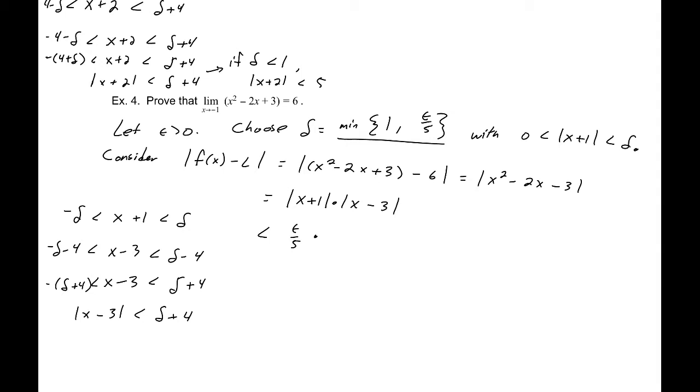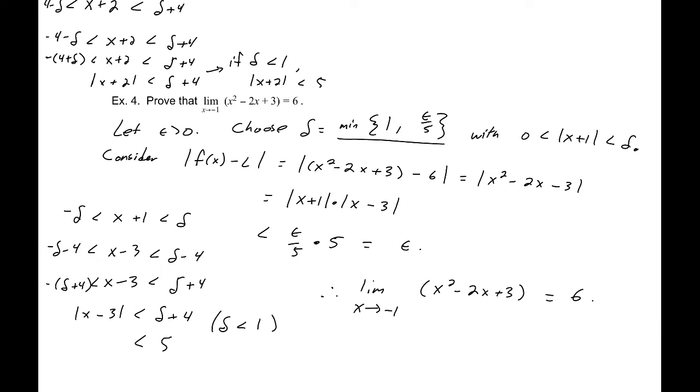We know that x minus 3, or switch that. Yeah, no, that's right. Epsilon over 5, and x minus 3 is less than 5 because delta is less than 1, which is equal to epsilon. Therefore, the limit as x approaches negative 1 of x squared minus 2x plus 3 equals 6.